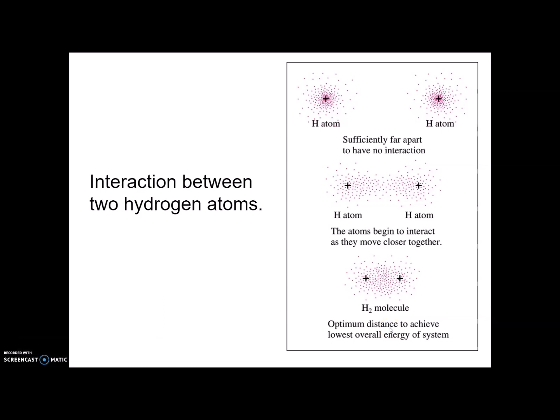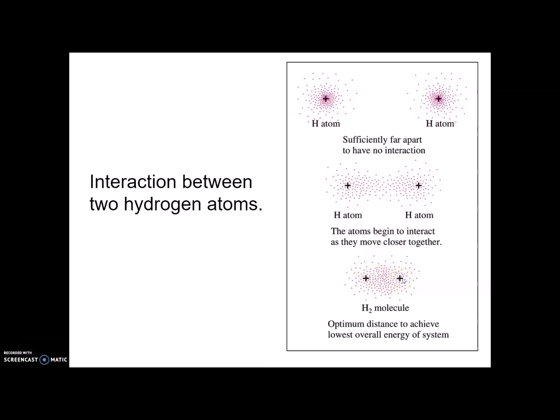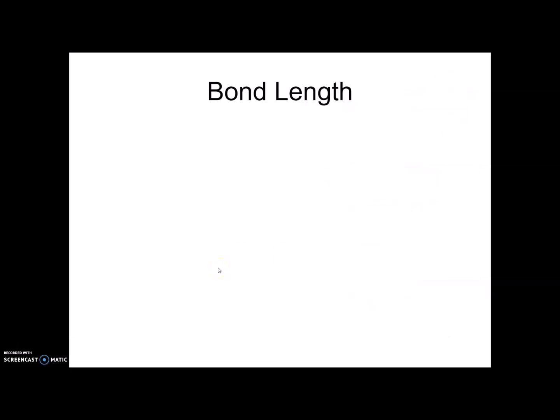And if you bring the nuclei closer than that optimum distance, there's repulsion going on, not only from one electron to the other, but also from one proton in the nucleus to the other proton in the opposite nucleus. And it's also maximizing the attraction from one atom's electron to the nucleus, the attraction to the other atom's nucleus. Let's graph this. In just a minute, we'll take a look at a graph.